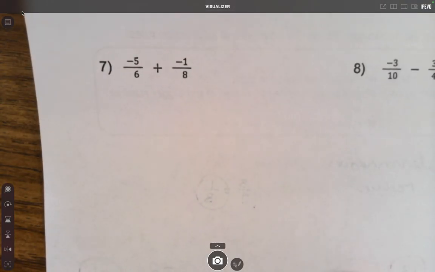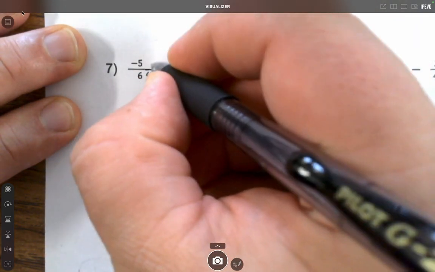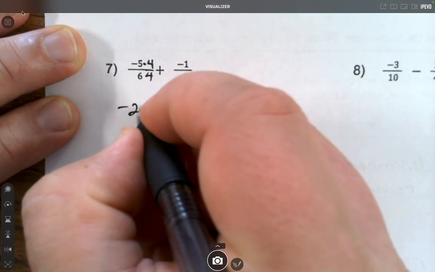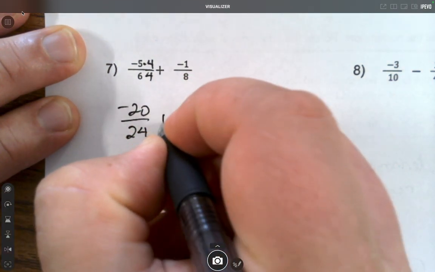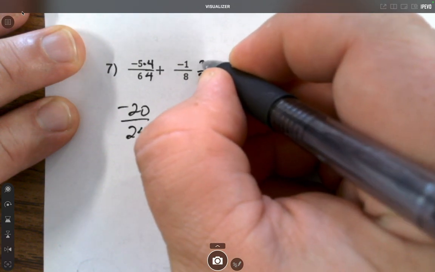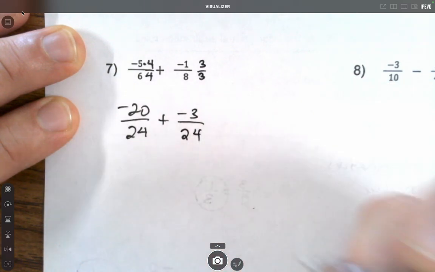Okay, number 7, we again have to find a common denominator. The lowest number that both 6 and 8 will go into evenly is 24. And 6 times 4 is 24. So I multiply the top and the bottom by 4. Give me negative 20 over 24. 8 times 3 is 24. So I multiply the top and bottom by 3. I get negative 3 over 24.